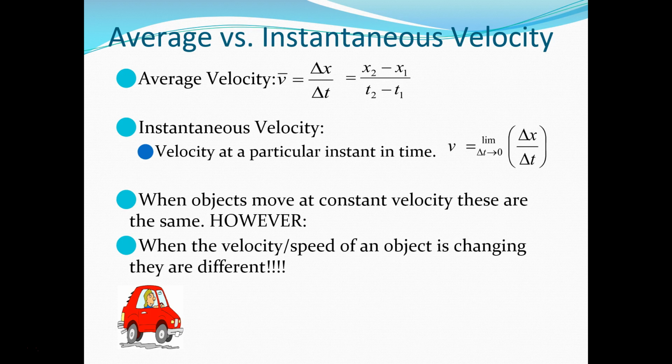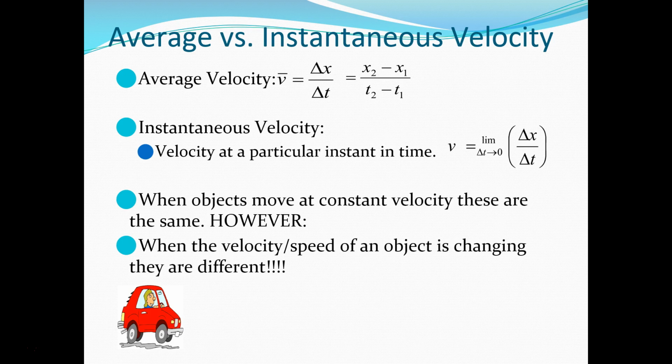And we can write it very fancy as the limit as delta t goes to 0. You don't need to know that. All you really need to know is that instantaneous velocity is at one point in time. If we ever have objects that move at constant velocity, so they're moving at the same velocity the entire trip, their instantaneous velocity and their average velocity will be the same.